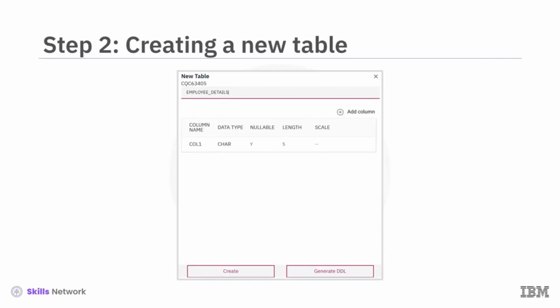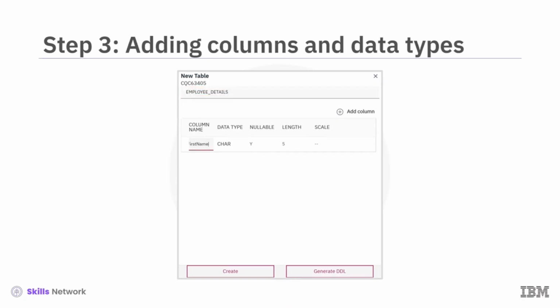After choosing the schema, proceed to create a new table. Provide a name for the table. For instance, the example names it Employee Details. The fully qualified name for this table, considering the selected schema name, would be schemaname.employeedetails. By default, the new table has a single column.